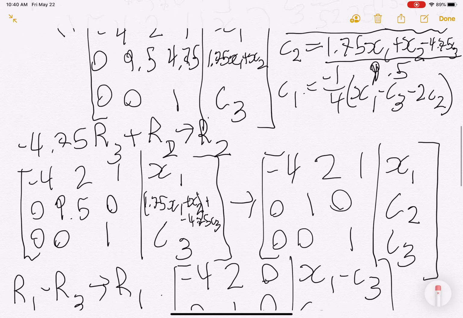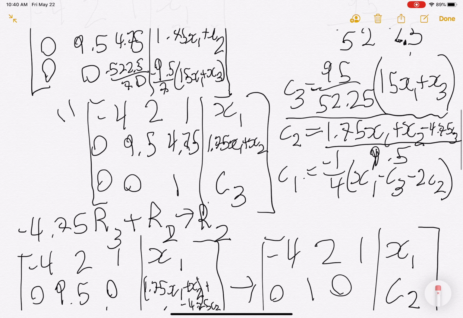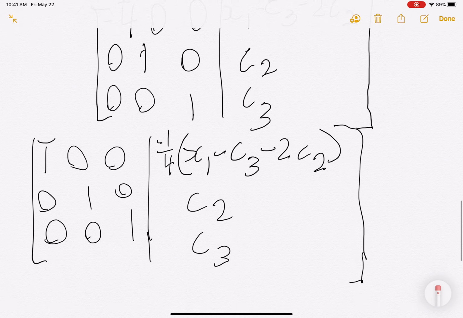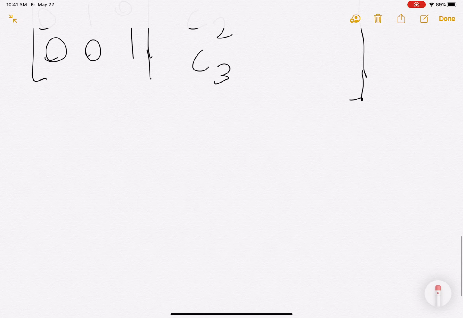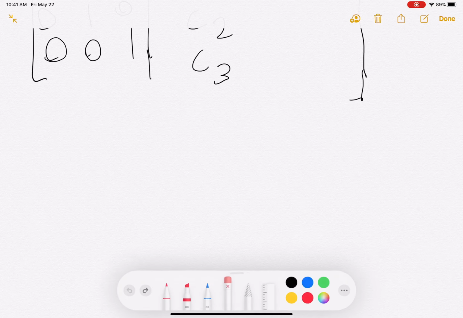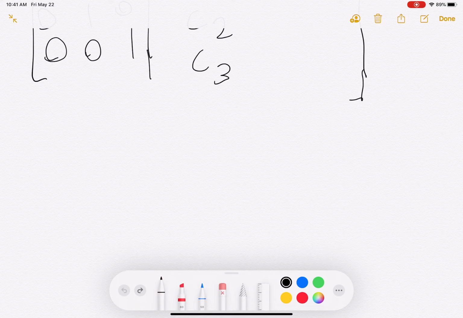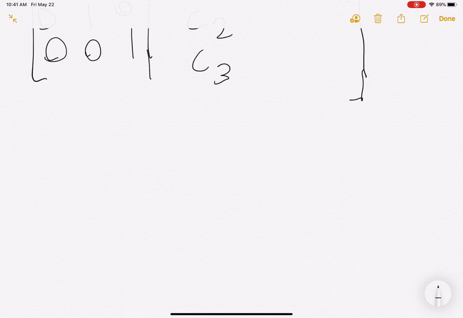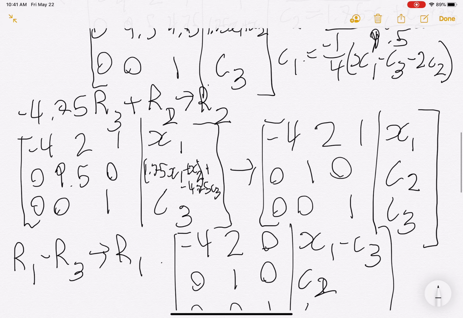Now today we're going to be checking to see if this set of vectors is linearly dependent or independent. Now it should be pretty obvious that this set of vectors is dependent because it spans R3. But what we can check is we can actually write this down firstly.